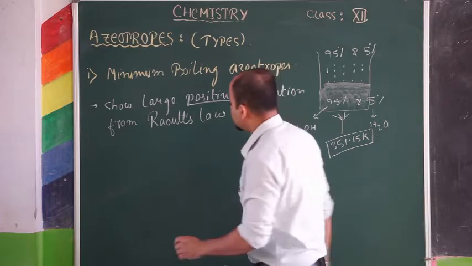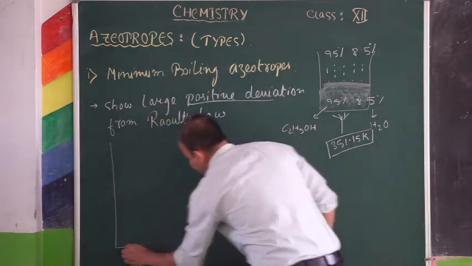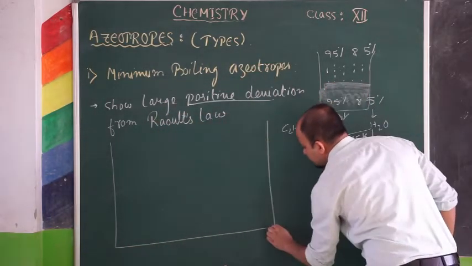So let's discuss the graph. How will you plot such azeotropes with the help of a graph?